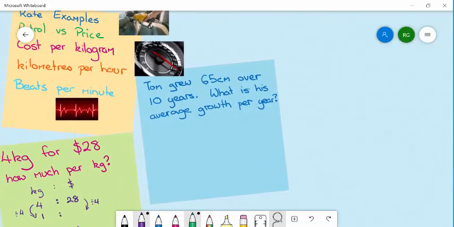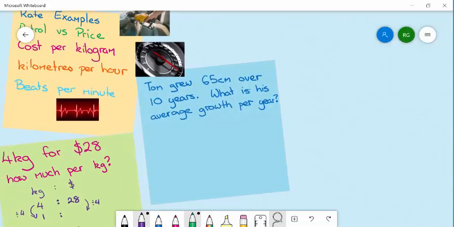Let's have a look at this one. So Tom grew 65 centimeters over 10 years. So he could be, I don't know, a 10-year-old, and by the time he's 20, he's 65 centimeters taller than what he was when he was 10. What is his average growth per year?